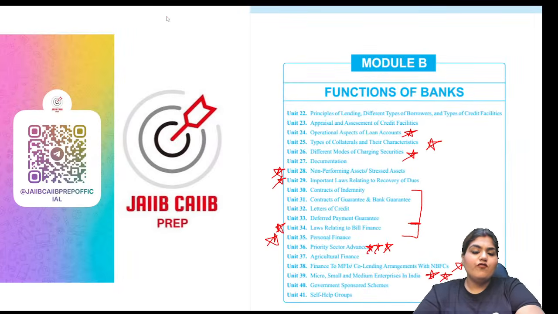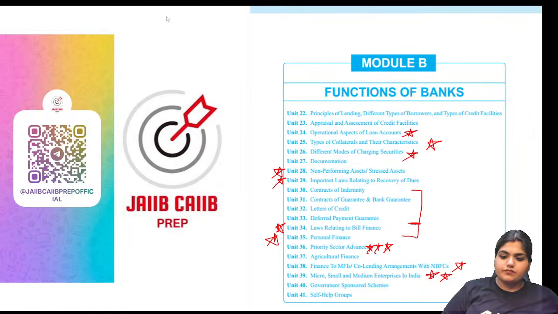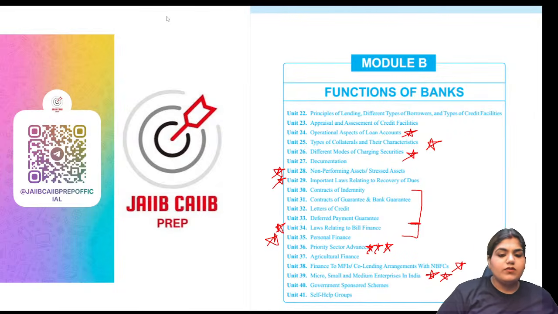Next, now we have module B. Okay, let's do one unit from here. Let's do unit 22. These are the ones that I have started, the important units. Let's attempt the questions from unit 22 and we'll end the class.